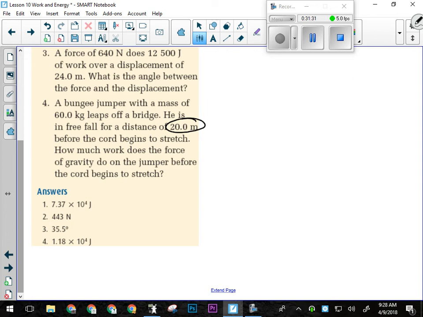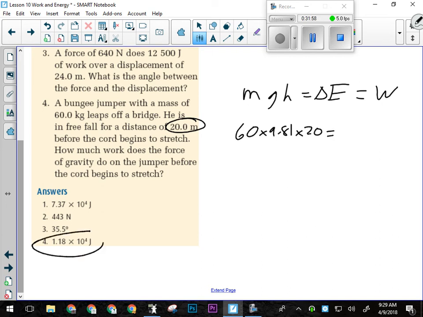So if I want to calculate how much work gravity did before the bungee cord starts to stretch, I just need to know the change in potential energy, because that will be the change in energy, which is the work done. The change in potential energy will be the work gravity did while the person fell 20 meters. So all I have to do is take the 60 kilograms times 9.81 times 20 meters, and that should come out to this number, 1.8 times 10 to the 4 joules.